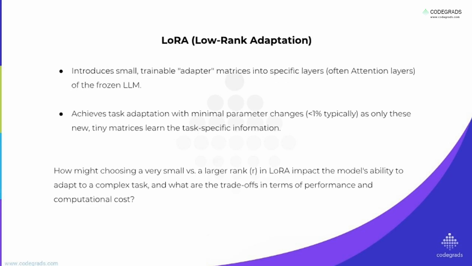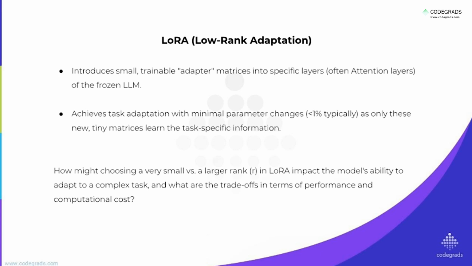One of the most popular PEFT techniques is LoRA, or low-rank adaptation. LoRA is ingenious. Instead of retraining existing large matrices of weights, it introduces small, trainable adapter matrices into specific layers of the frozen LLM, often the attention layers. Only these new, tiny matrices learn the task-specific information. We're typically talking about changing less than 1% of the total parameters.